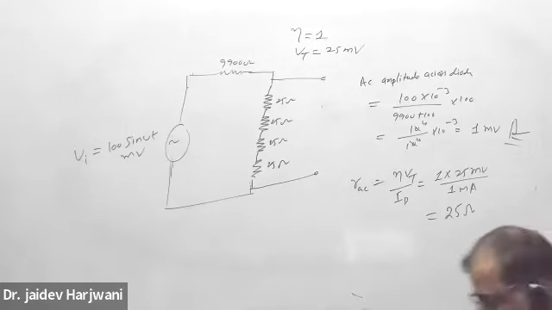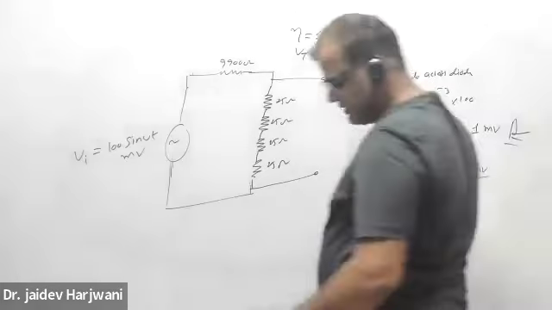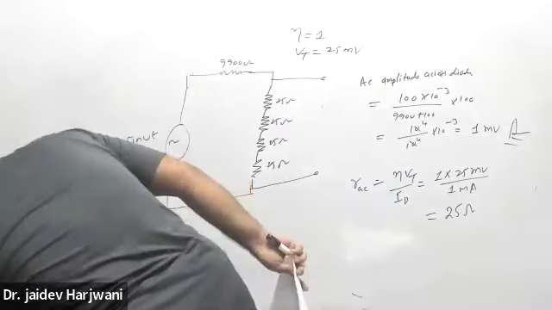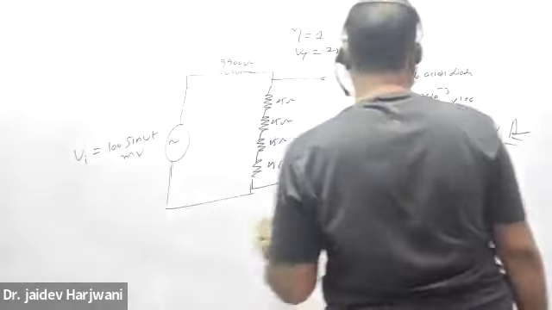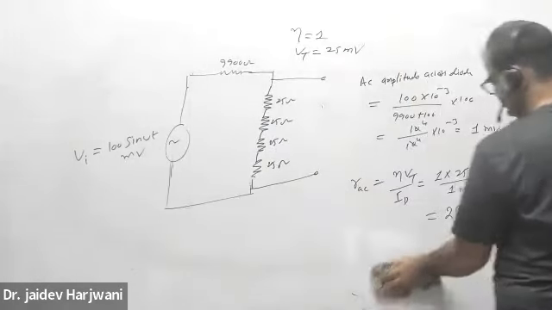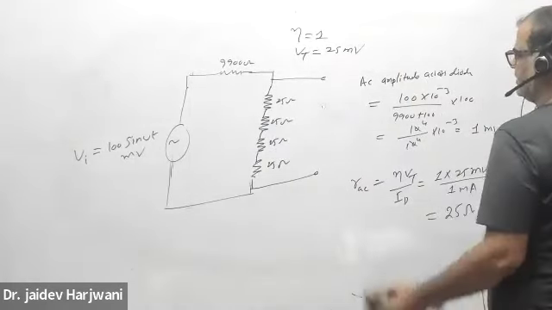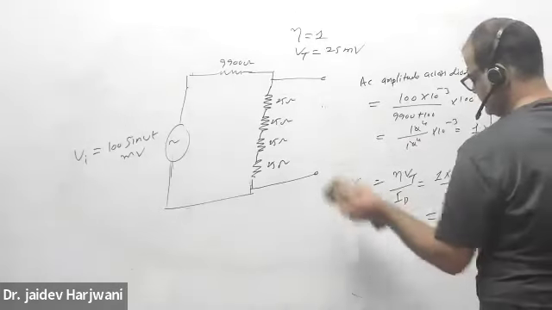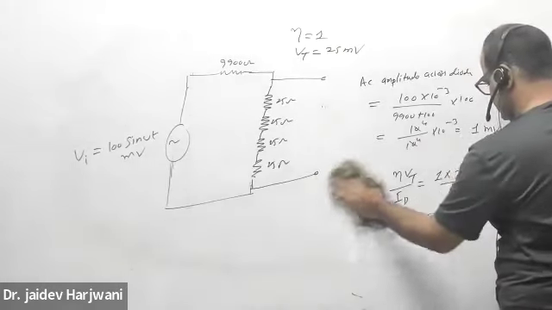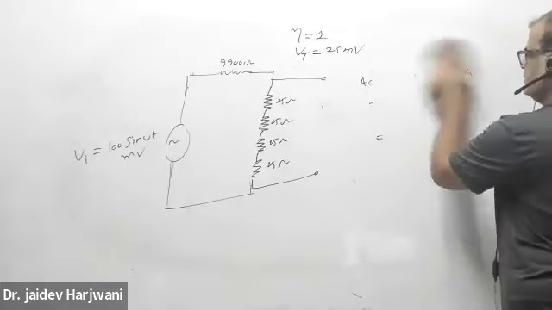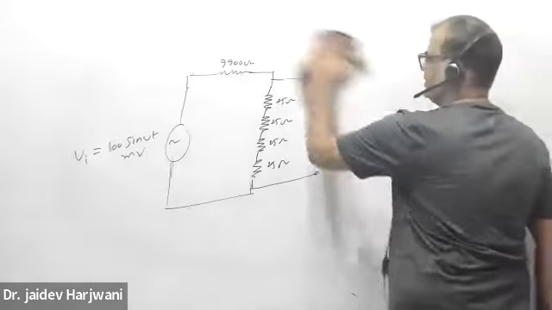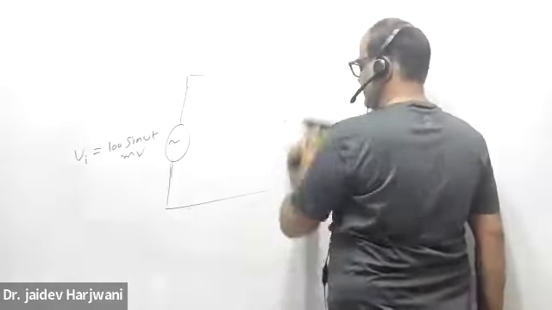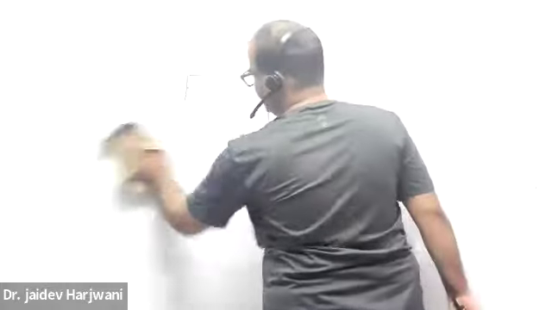So we have almost completed our diode. Now I want to solve some previous year questions. So whenever you want to do AC analysis, you have to replace the junction with the diode in forward bias.